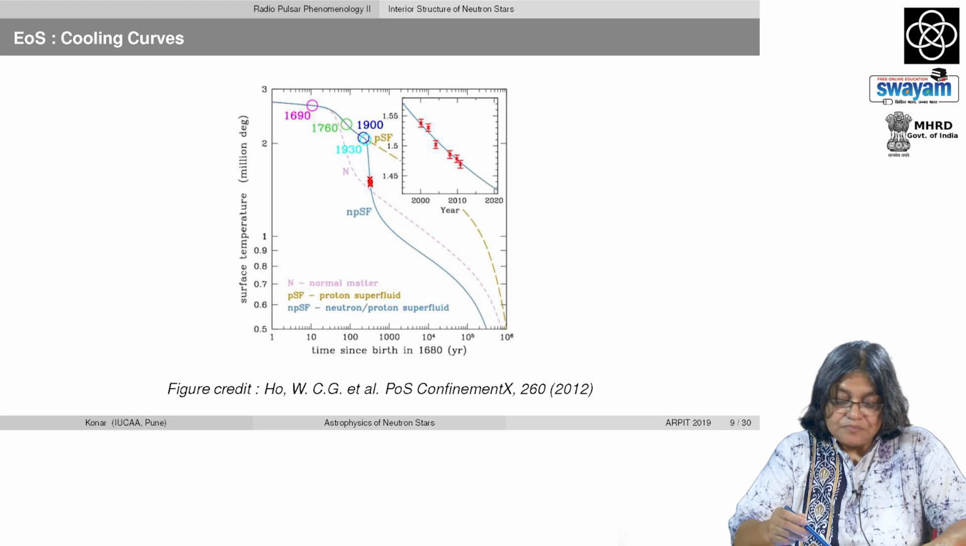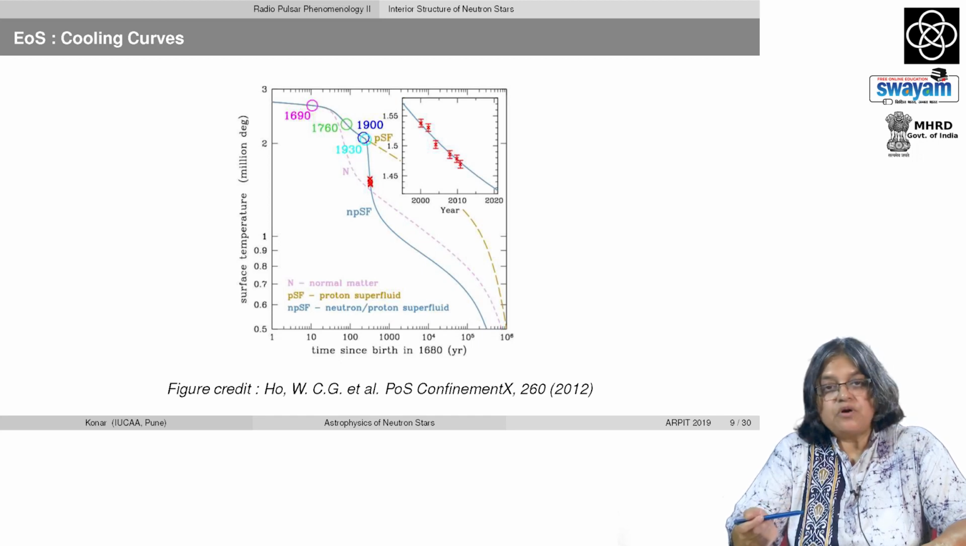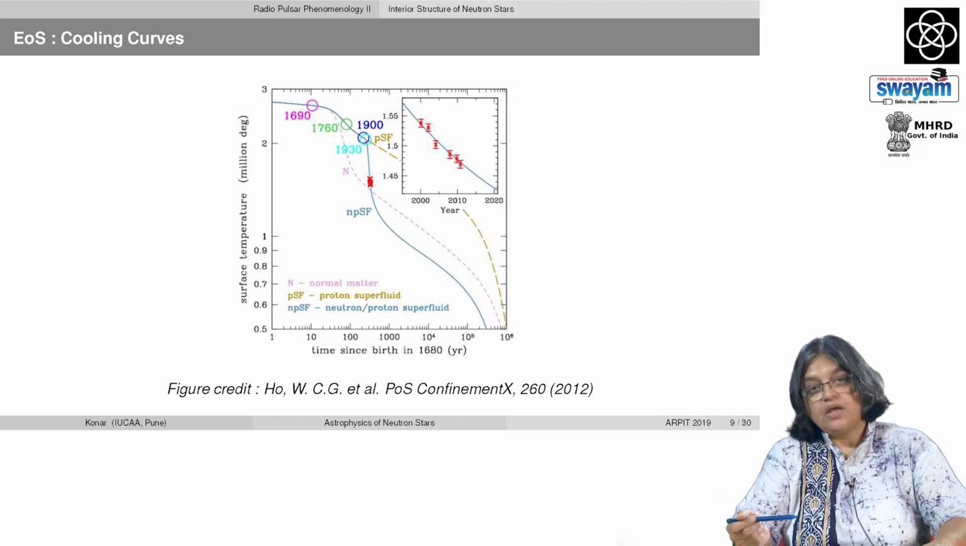On the other hand, here is a curve which corresponds to normal neutrons and superfluid protons, and this curve corresponds to superfluid neutrons as well as superfluid protons. Of course, because protons have charge, they are superconducting. So, both the components inside the core are superfluid, that gives this kind of a cooling curve.